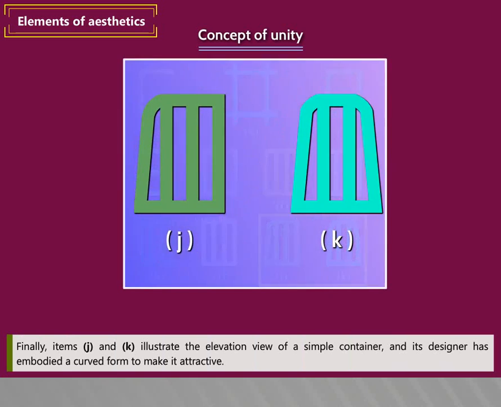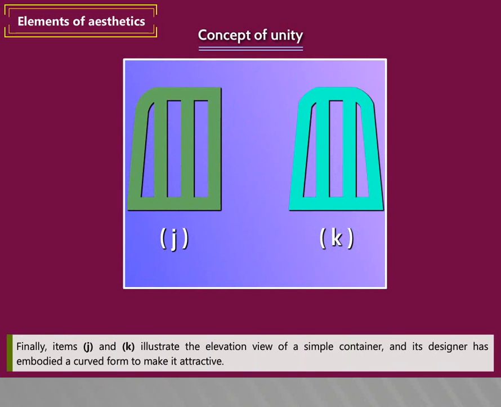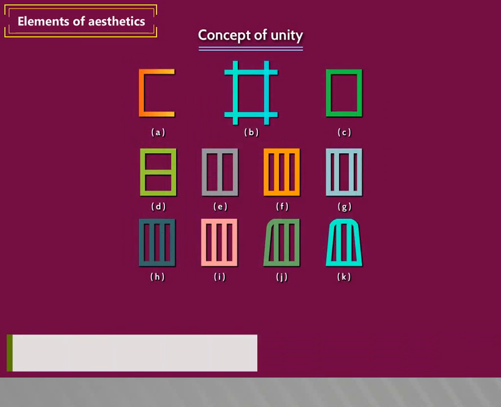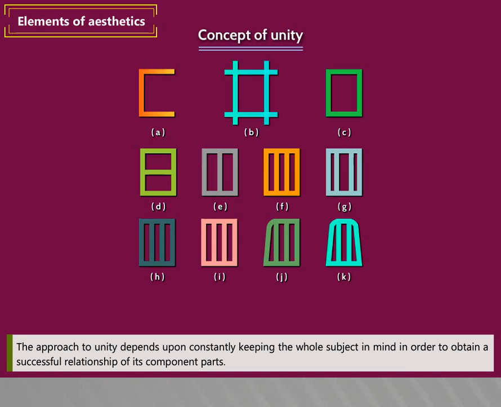Finally, items J and K illustrate the elevation view of a simple container, and its designer has embodied a curved form to make it attractive. The approach to unity depends upon constantly keeping the whole subject in mind in order to obtain a successful relationship of its component parts.